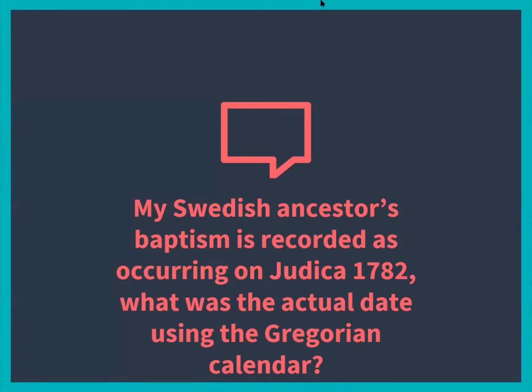My Swedish ancestor's baptism is recorded as occurring on Judica 1782. What was the actual date using the Gregorian calendar? Again, you get overseas, you're going to find records that they recorded the dates on either movable feast days or fixed feast days. And you want to be able to translate that into an actual date. The wiki helps us do that.